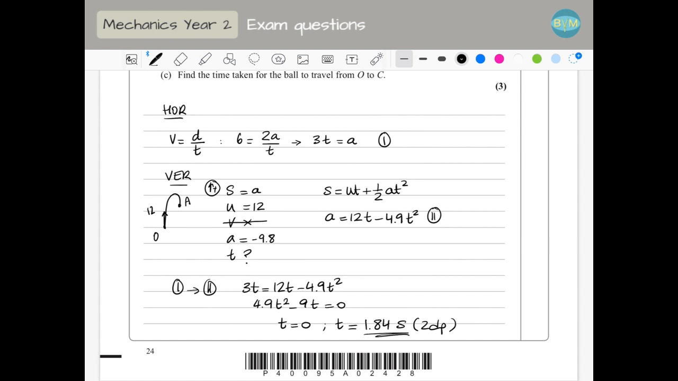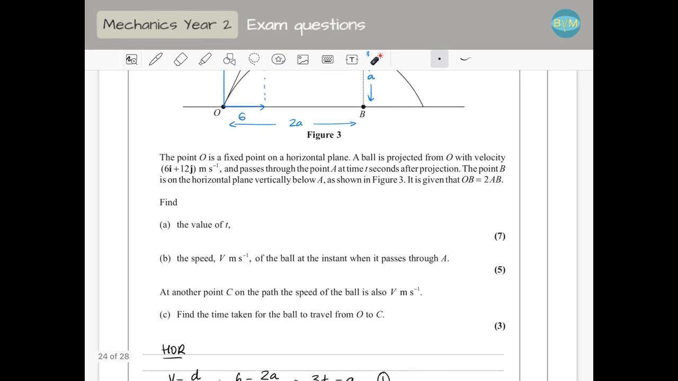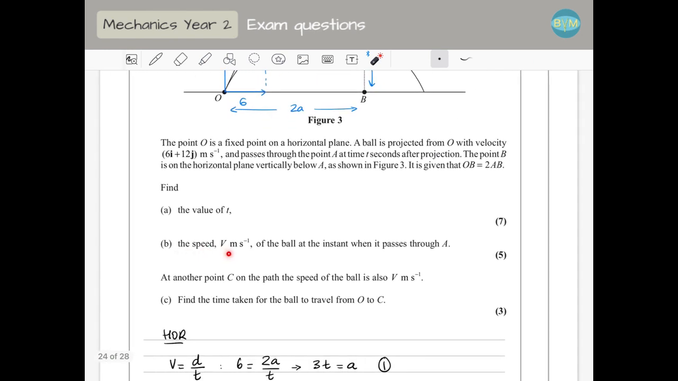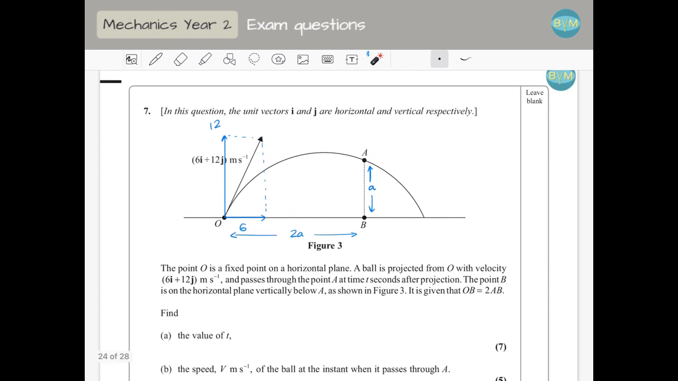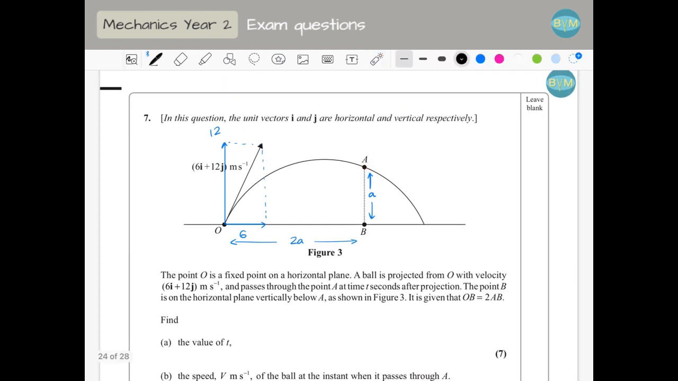Seconds. Yeah, that's the time where the particle is at A. Then for B, it says the speed v of the ball at the instant when it passed through A. So at A, we will have a velocity that is tangent to the trajectory, and it will have two components. It will have a horizontal component, which is 6 because it's constant all the way, and it will have a vertical component going down that we can find using SUVAT.